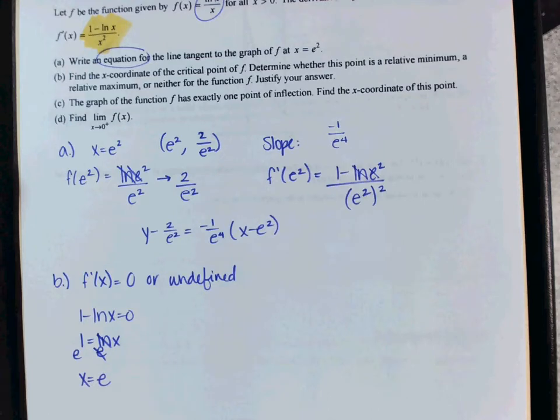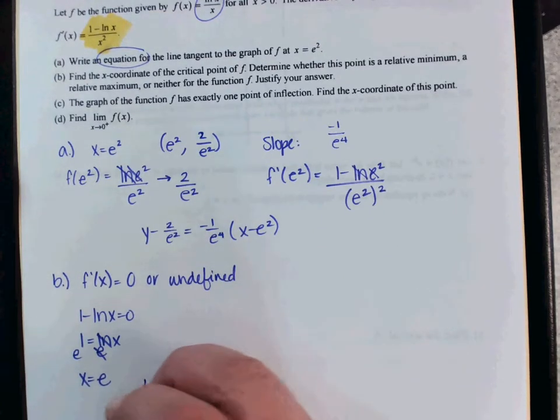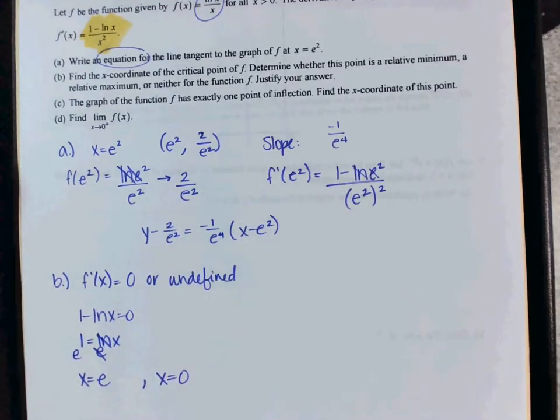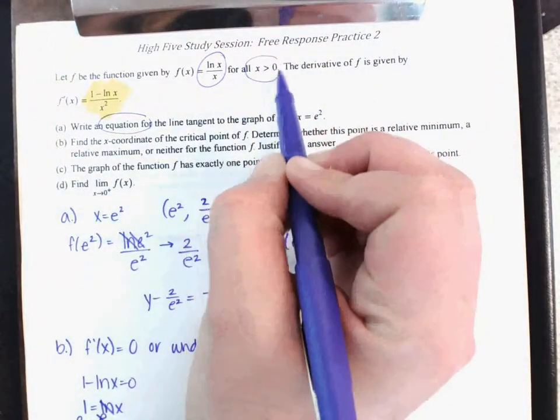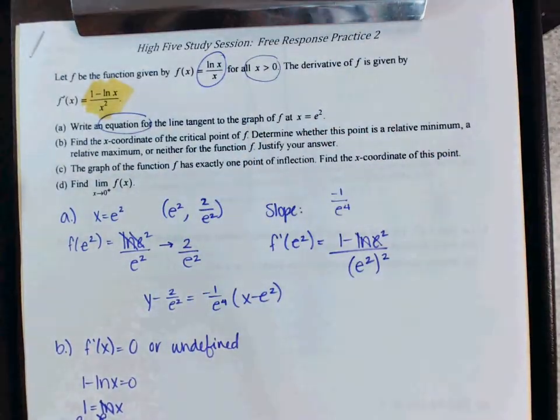Now, is there another critical number that will make this undefined? What will make the bottom of that 0? But look back at your question right here. What does it say about x? Has to be greater than 0, so this one actually doesn't count. Okay?